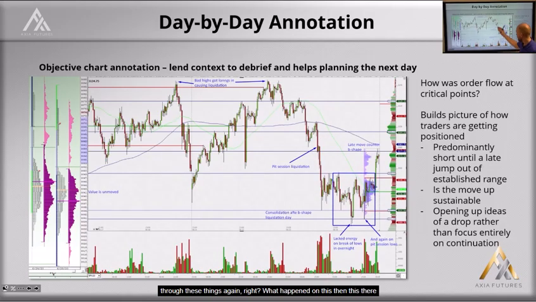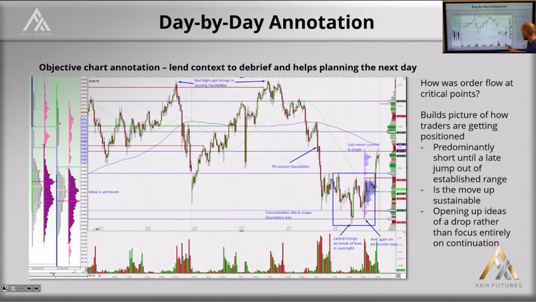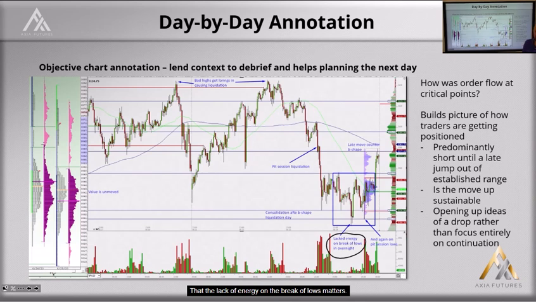Again, by going through these things, go, right, what happened on this day and this day and this day, you then very quickly draw these conclusions. You think, yeah, consolidation looks pretty reasonable. I could expect that. But getting information like this, that the lack of energy on the break of lows matters, because that's telling you something about the way the market's trading down. Having done this, today as I was talking, a thing that I saw in the Bund was a situation where the market drops down into a lot of volume and it just will not pick up any pace to the downside. It's constantly pushed back.